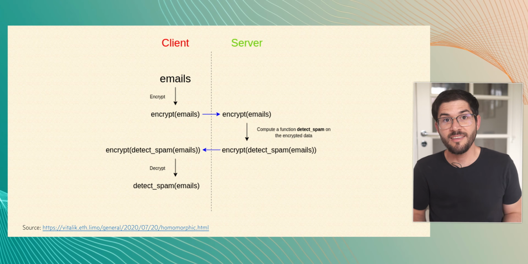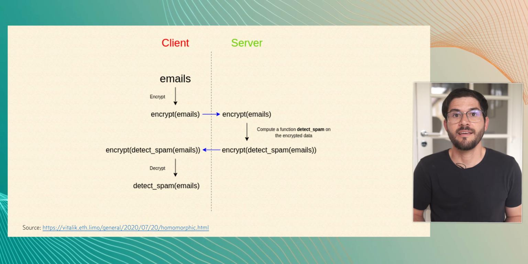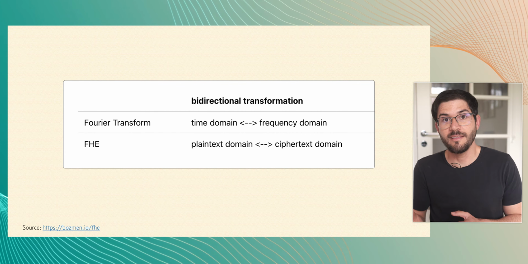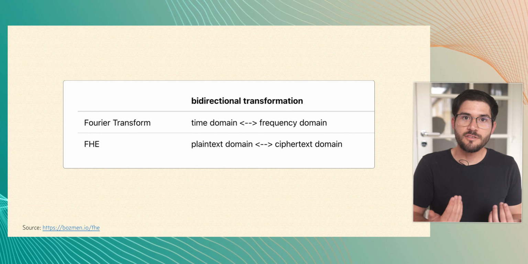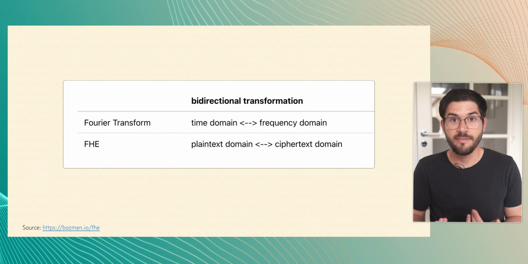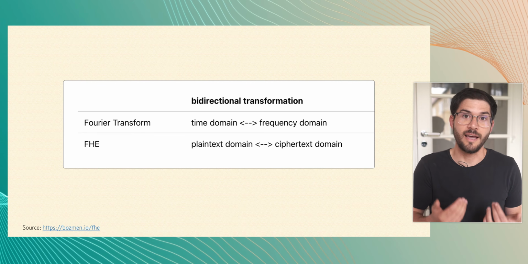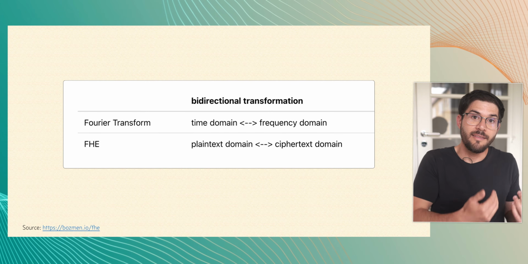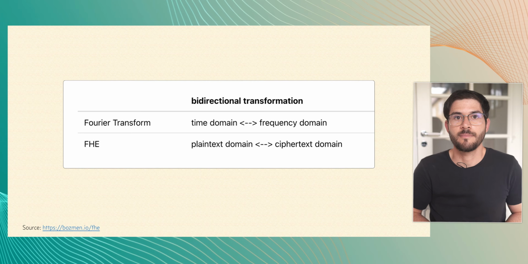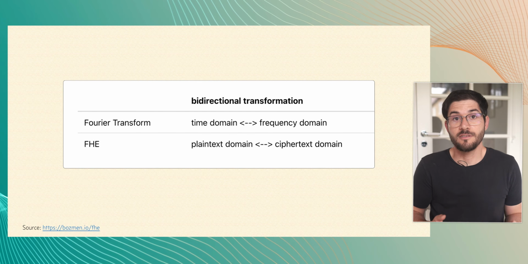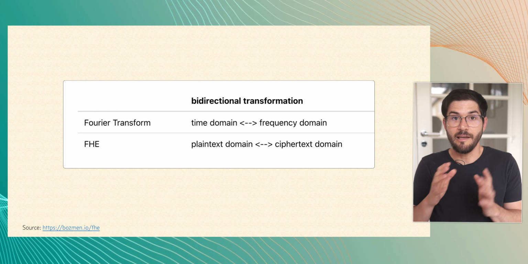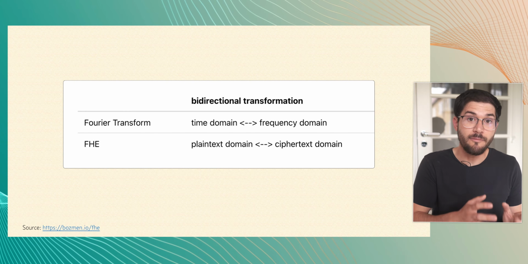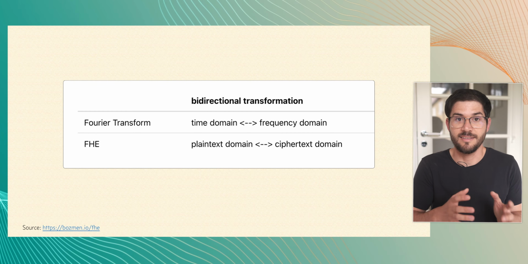Another helpful analogy to fully homomorphic encryption is the Fourier transform, which converts a signal from the time domain into the frequency domain. Computations performed in the frequency domain are equivalent to those in the time domain and vice versa, meaning that you can compute in either domain and still get the same result. In a similar way, fully homomorphic encryption operates between plaintext and ciphertext domains. Transformations done in the plaintext domain are equivalent to those in the cipher domain, and vice versa.